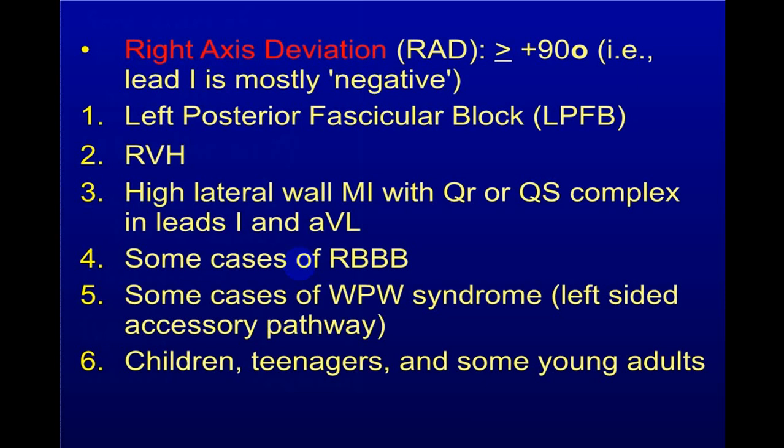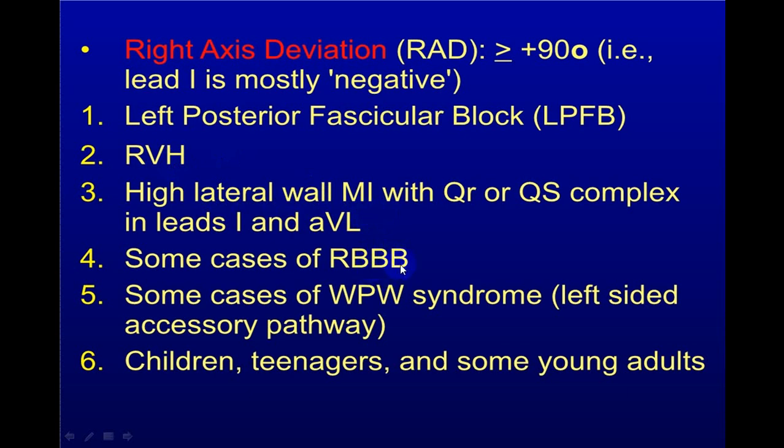Right axis deviation, which means lead 1 is negative and lead 3 and AVF are positive, is very common with left posterior fascicular block, or left posterior hemiblock, which is very rare, not common. RVH will definitely produce a right axis deviation. In a lateral wall infarct, a good number of times there will be right axis deviation.